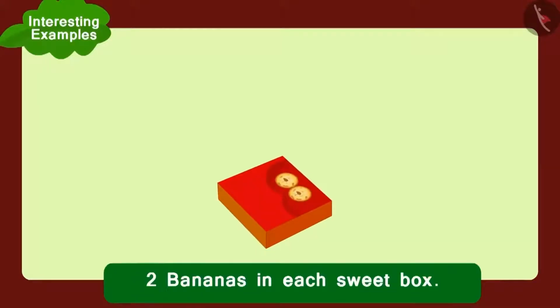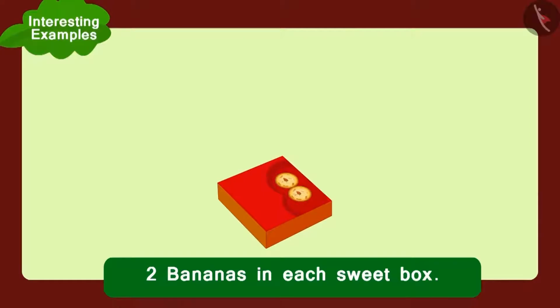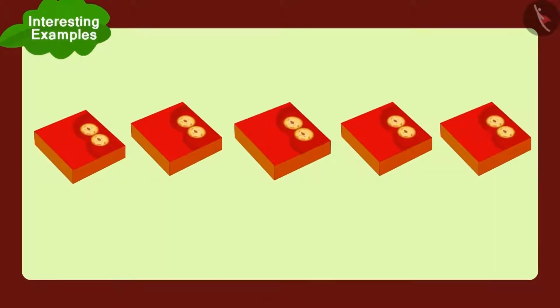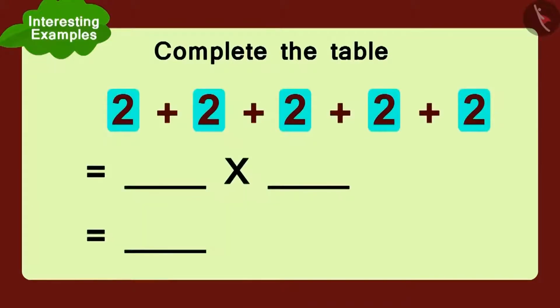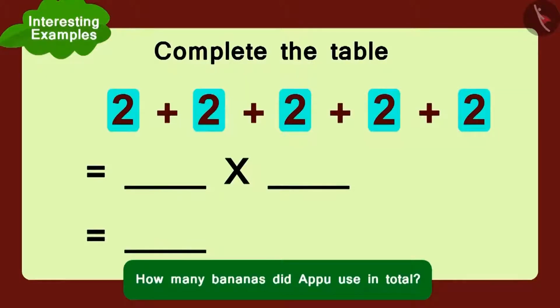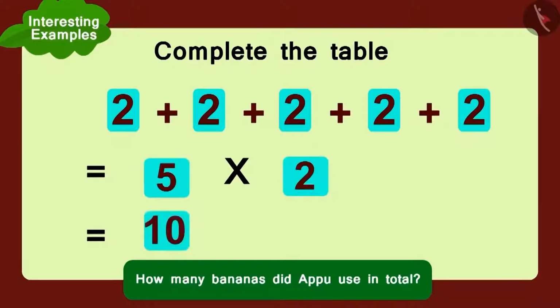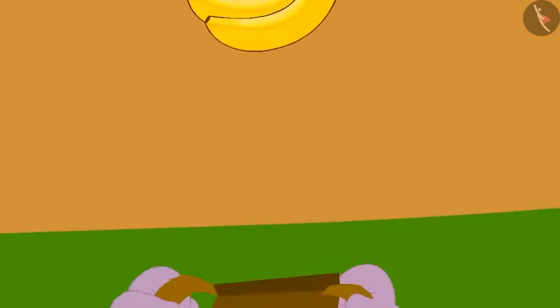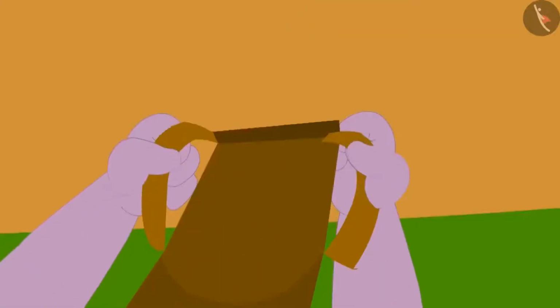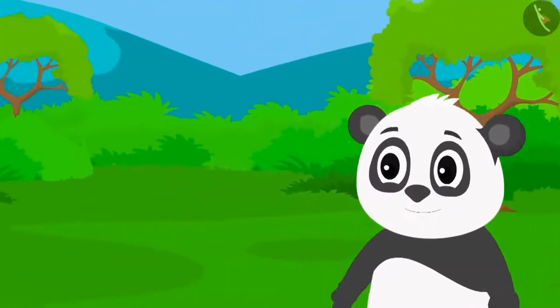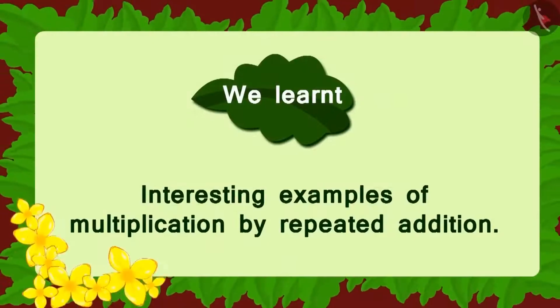Appu used 2 bananas for each sweet box, and he made 5 such boxes. Can you complete this table and tell how many bananas did Appu use in total? This is the absolutely correct answer. Appu used 5 multiplied by 2, that is 10 bananas. So Appu bought all the bananas from Golu that day. Golu went home very, very happy. Children, in this lesson, we saw an interesting example of multiplication with repeated addition.